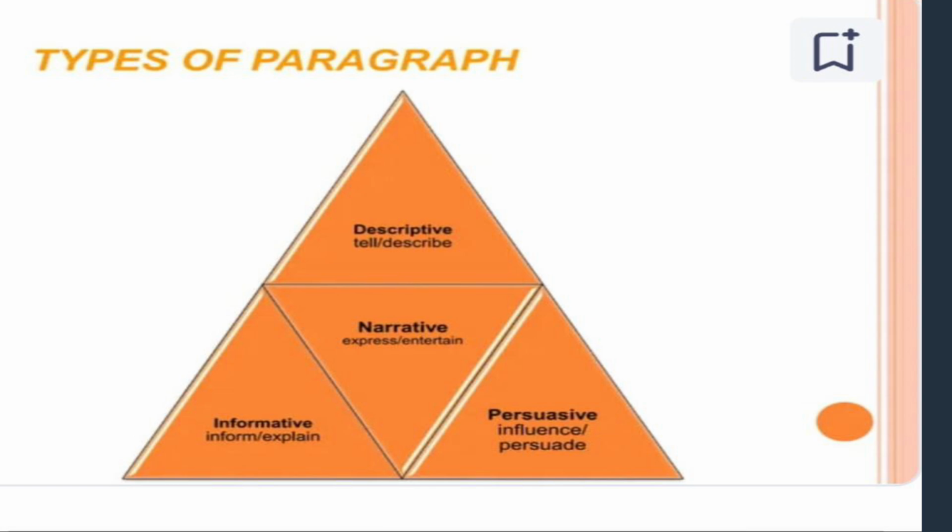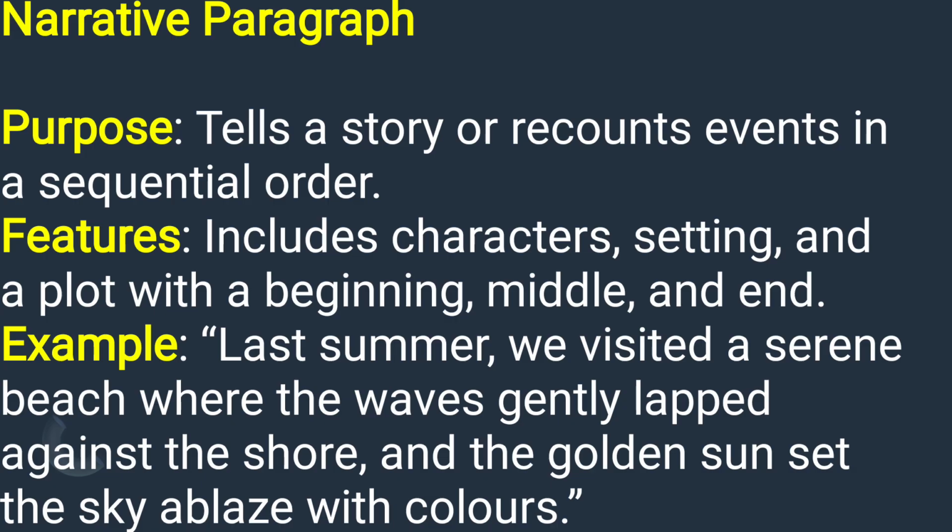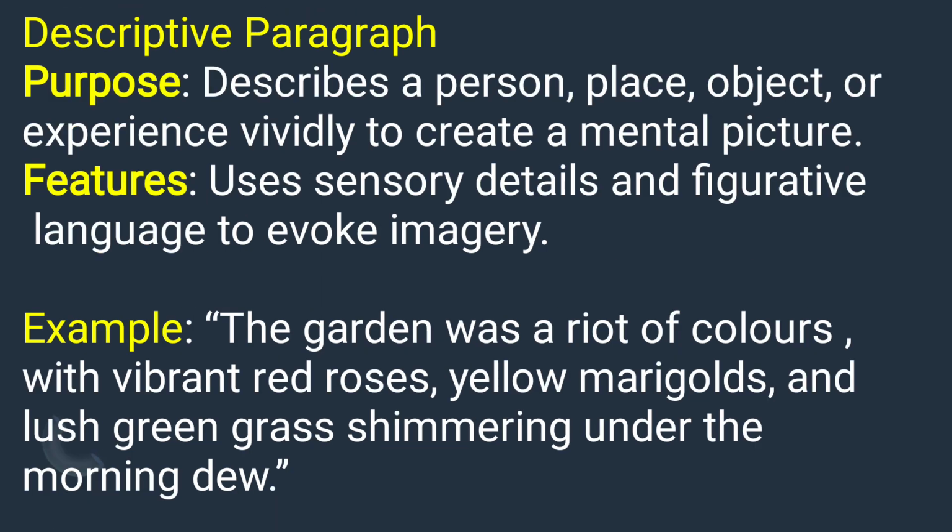Types of paragraphs. So, in this triangle, you could see there are four types of paragraph: informative, persuasive, narrative, and descriptive. Let's read further. What is a narrative paragraph? A narrative paragraph tells a story or recounts events in sequential order. What are the features? Character, setting, and a plot with a beginning, middle, and end. Example, see, it's your own story. Understood? Like last summer, we visited a serene beach where the waves gently lapped against the shore and the golden sunset and the sky blazed with colors.